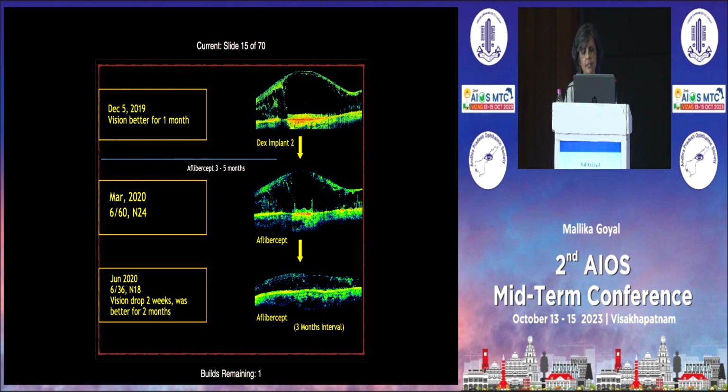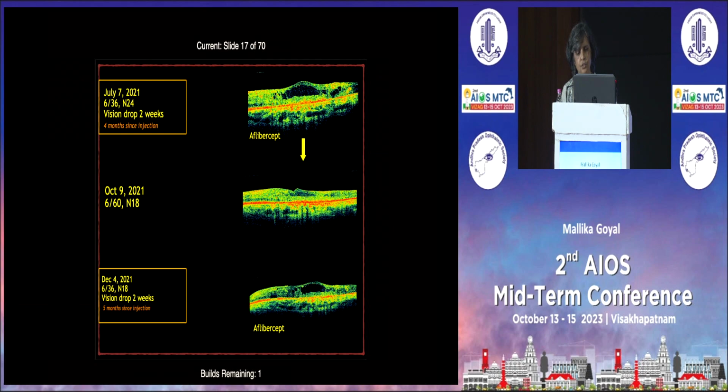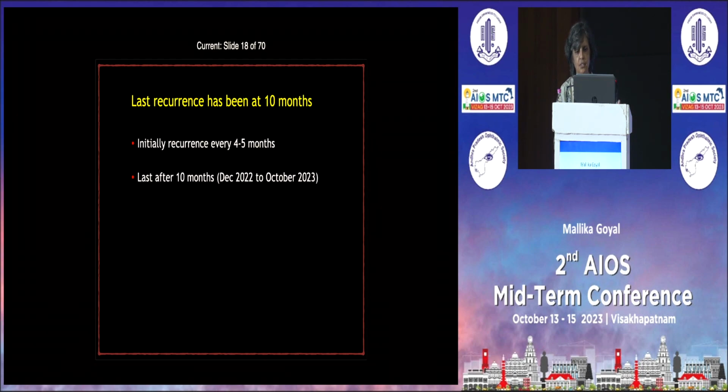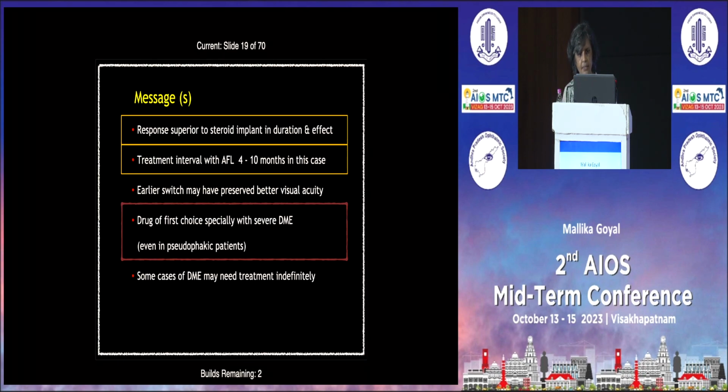And finally, at the end of 3 or 4 years, he agreed to aflibercept, at which time there was an immediate flattening of the macula with improvement in vision to 6/18, which was a remarkable vision for him. Now we called him every month expecting to inject every month, but he required an injection only after 5 months. And subsequently, in the last 2 years, we have injected him only every 4 to 5 months. From December 22, he did not require any injection till I just came in October. So a 10 month interval. So the response was superior to dex implant. It was lasting for 4 to 10 months. An earlier switch may have preserved better vision because we damaged his macula.